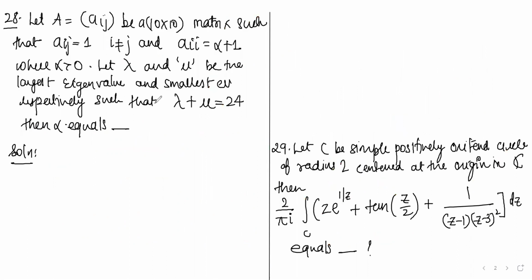Now, look at this one. A very nice problem. It says A is a 10 by 10 matrix such that Aij is equal to 1. Okay. And the principal diagonal, Aii, is all alpha plus 1, where alpha is positive. So let lambda and mu be the largest eigenvalue and the smallest eigenvalue such that lambda plus mu is 24, then what will be alpha?